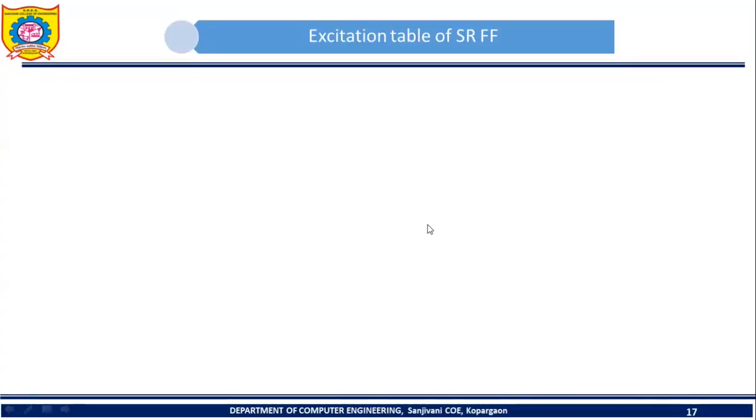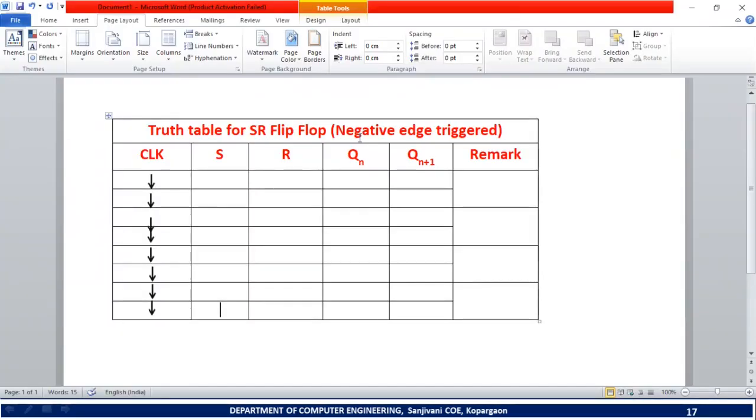Now we will try to obtain the excitation table for all flip-flops. Let us start with the SR flip-flop. Please understand that in order to obtain an excitation table, you must know the truth table, because from the truth table only we can obtain the excitation table. So first, let's write the truth table for the SR flip-flop. The format has the clock, then the inputs S and R, then Qn, that is the present state, and Qn plus 1, that is the next state, which we want to determine.